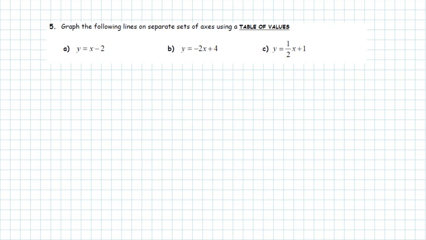Okay? So, can you guys tell me what is the y-intercept for the first equation? The y-intercept is -2, right? Because remember, it's y equals mx plus b, right? This is the y-intercept, so in this case, it's -2. Okay? What's the slope? 1. That's right.